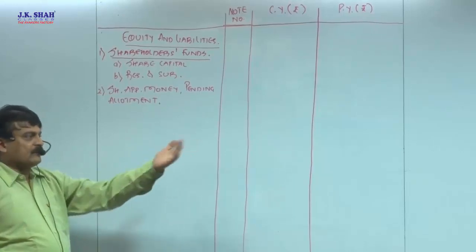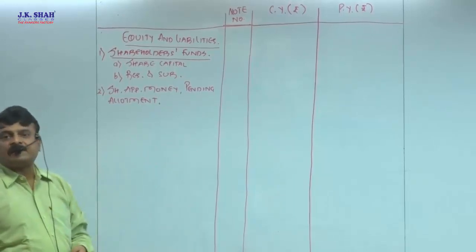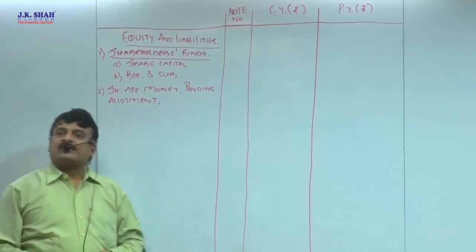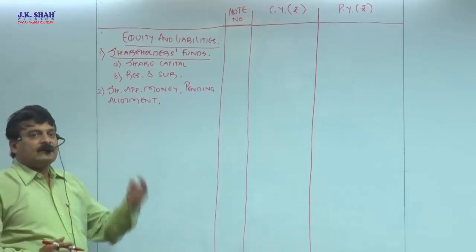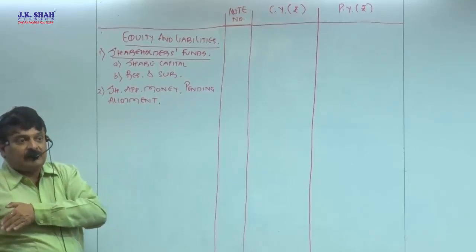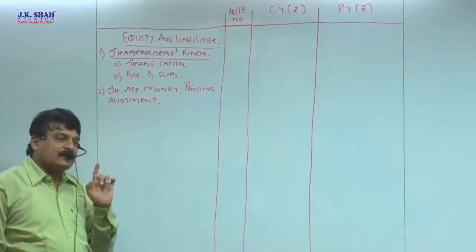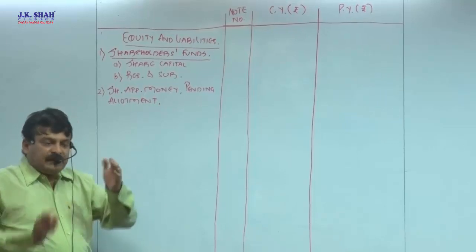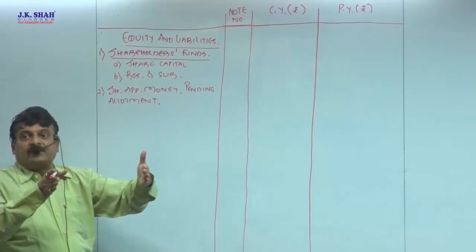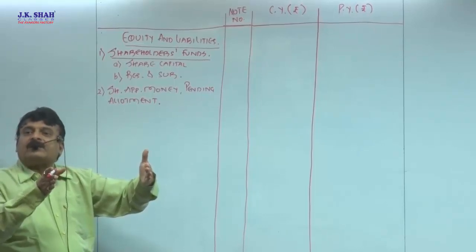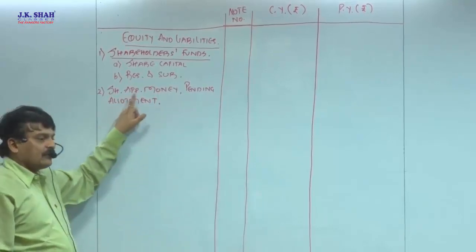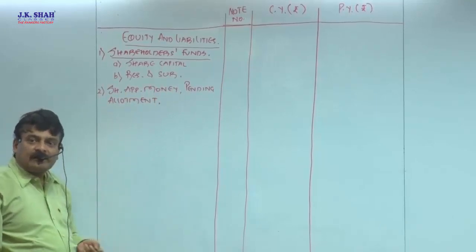Our company will first receive application money. Your first entry was bank account debit to share application account. And then that share application money we used to transfer to capital on the date of allotment. So the period in between after receiving application money and on the date of allotment when you transfer it to capital, in this period it is called as share application money pending allotment.